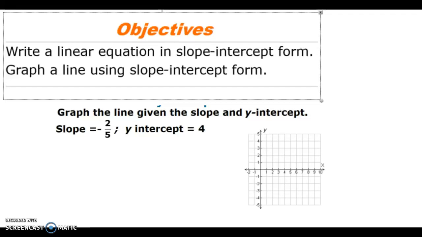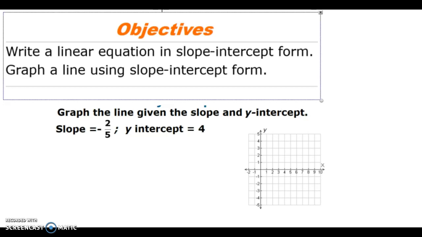Hi, here we go. Lesson 4.6. We're going to be talking about slope-intercept form and how to graph a line using slope-intercept form. If you look at example 1, it says we're going to graph the line given two key pieces of information.